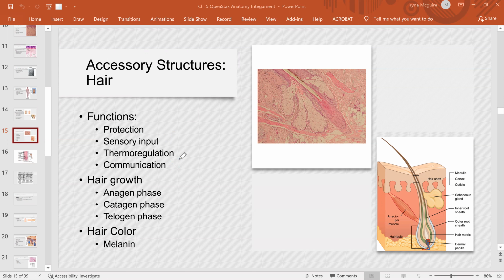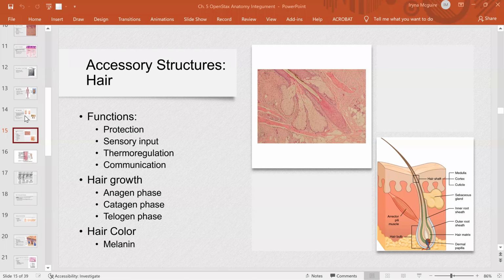Now hair grows through these three phases that will be covered in the next slide. And hair color also depends on the pigment melanin. Oh, you know what? I forgot to tell you about the color of the skin.